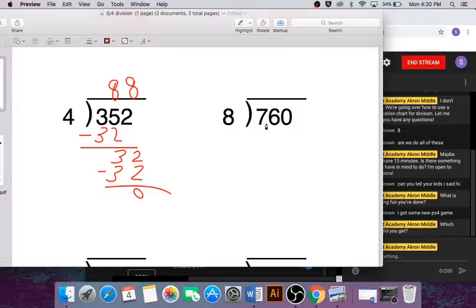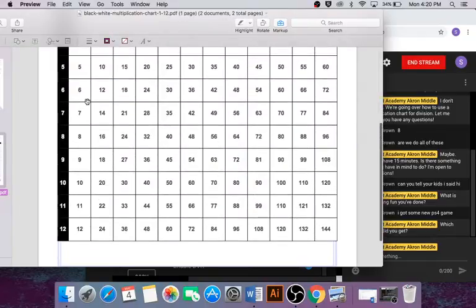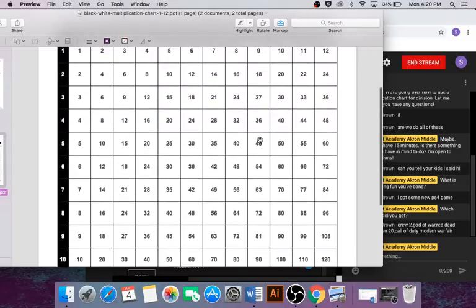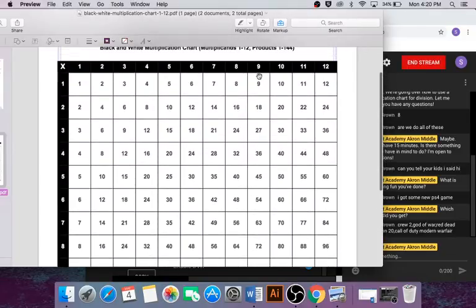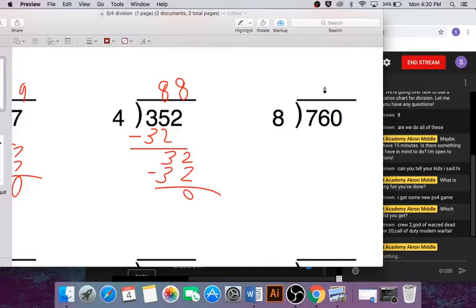Okay, our next one we have 760 divided by 8. So we need to figure out how many times 8 goes into 76. So we go down here to our 8 times table. We go over, up, 72 is the most we can get. So we go up and we see that 8 times 9 is 72. So we put our 9 up here.